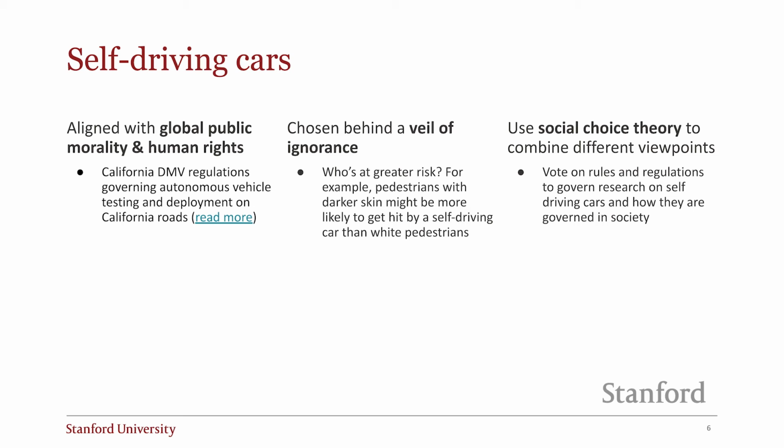Finally, if we are using the social choice theory, we might involve different stakeholders in collectively determining how research, deployment, and oversight of autonomous vehicles is conducted.